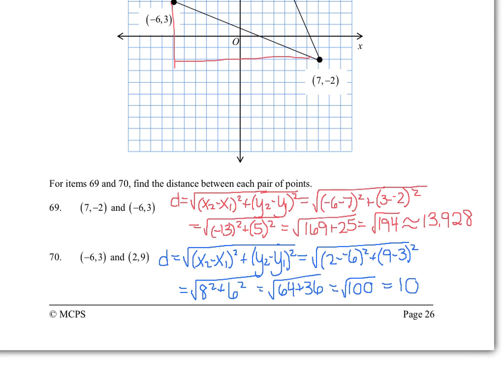And that concludes the Algebra exam review for Unit 4, Topic 3.